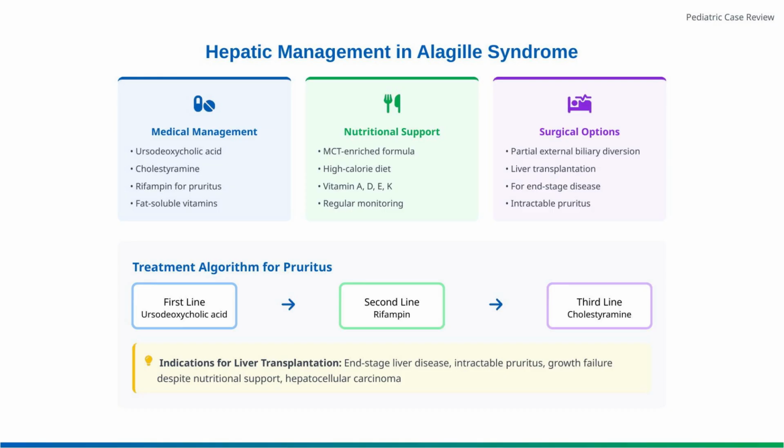Medical management includes ursodeoxycholic acid to improve bile flow, cholestyramine to bind bile acids, rifampin for refractory pruritus, and fat-soluble vitamin supplementation. Nutritional support is crucial, with medium-chain triglyceride-enriched formula bypassing bile-dependent fat absorption, high-calorie diets to address increased requirements, and aggressive fat-soluble vitamin replacement.